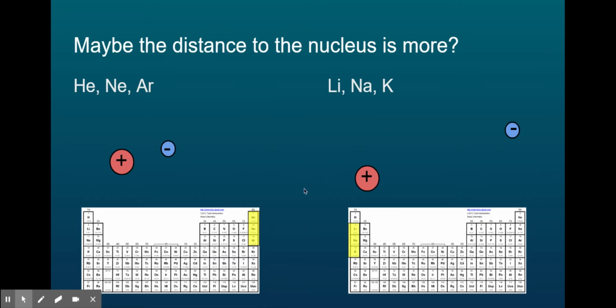When we go from the end of a row on the periodic table to the beginning of the next row, the electrons get a lot farther away from the nucleus. Or maybe just the last electron added is far away. Anyway, if the electrons were farther from the nucleus in lithium, sodium, and potassium, then the attraction would be weaker and it would take less energy to remove them, which is what we see.